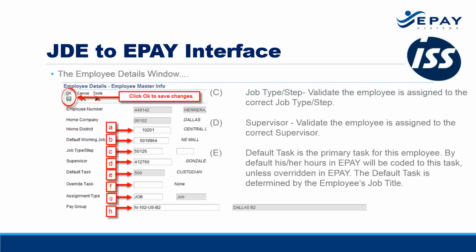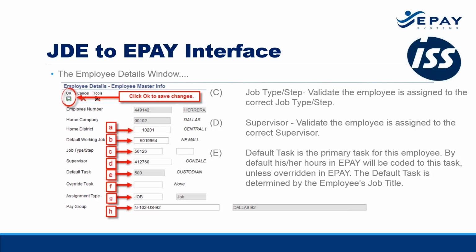In step C here, job type step is the actual position or the JDE code that we have for the job title that person is actually assigned to. If they are a janitor or a custodian, they're going to fall in as 50126, and that's what you'll see there on my example there on step C. But every job title, every job position HR has loaded in the system has a corresponding code.